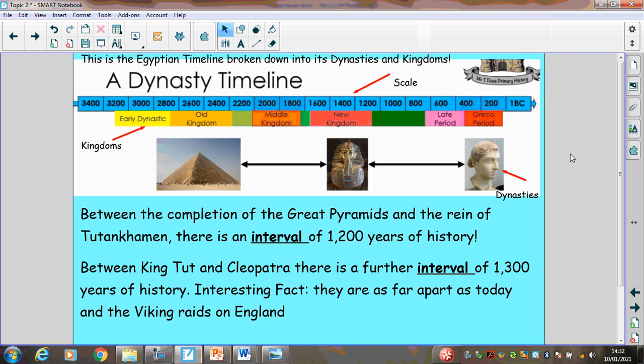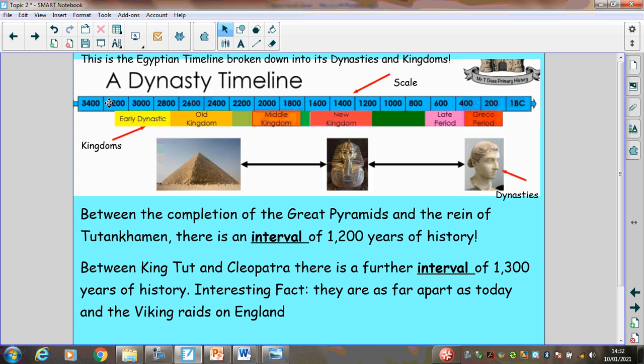Okay, so I'm just going to give you a brief outline of the Egyptian timeline. You're obviously going to go into a little bit more detail. So this is the Egyptian timeline broken down into its dynasties and its kingdoms. Do you remember we were looking at that key vocabulary earlier in the session? So if I just go through a couple of things for you. This bit here, this is our scale. We were talking about that, weren't we?